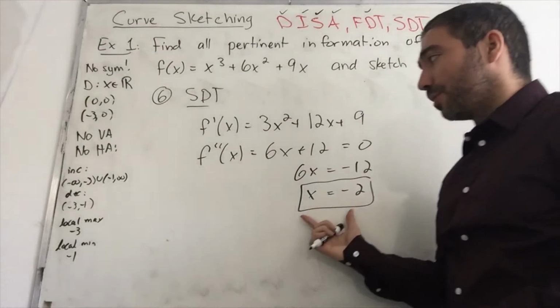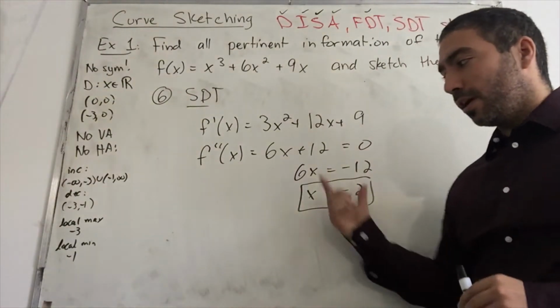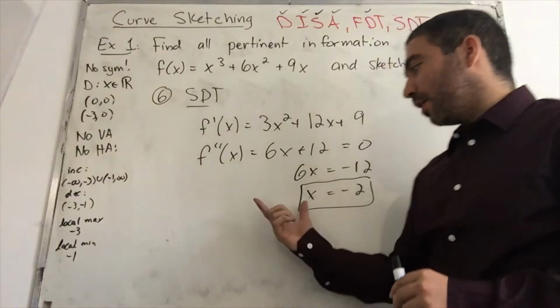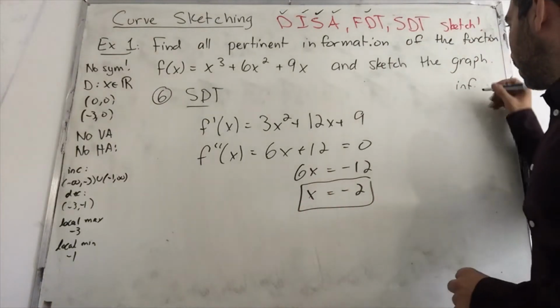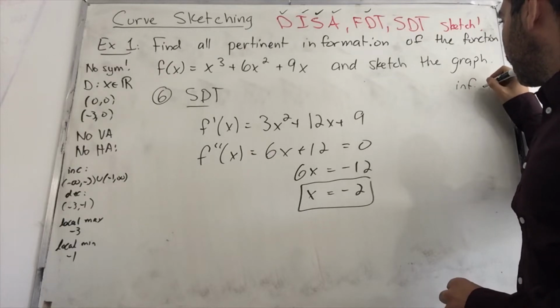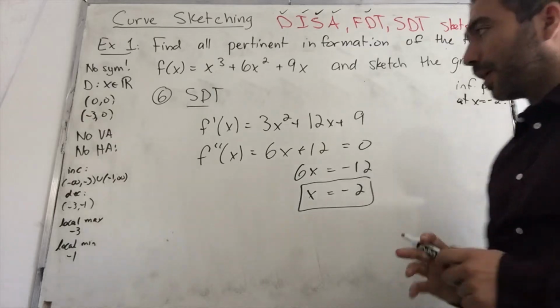Or a potential inflection point. We don't know, because we have to check the concavity and ensure that the concavity to the left and to the right changes sign. If they don't change sign, then it's a saddle point, so it's not actually an inflection point. So a potential inflection point at x equals -2. Okay.